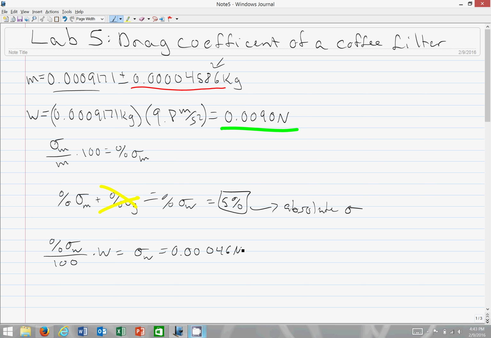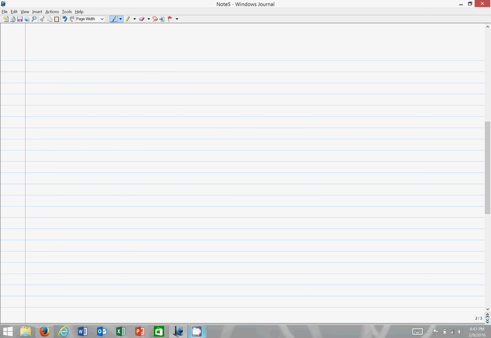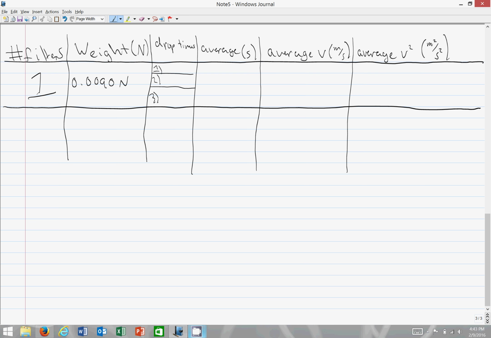The next thing we need to do is find velocity. But first, let me fill out the first row of my table. I've already filled in my weight. Now let's fill in our absolute uncertainty. This is my number, 0.0090 for my weight, and the plus or minus I just calculated is plus or minus 0.00046 newtons.